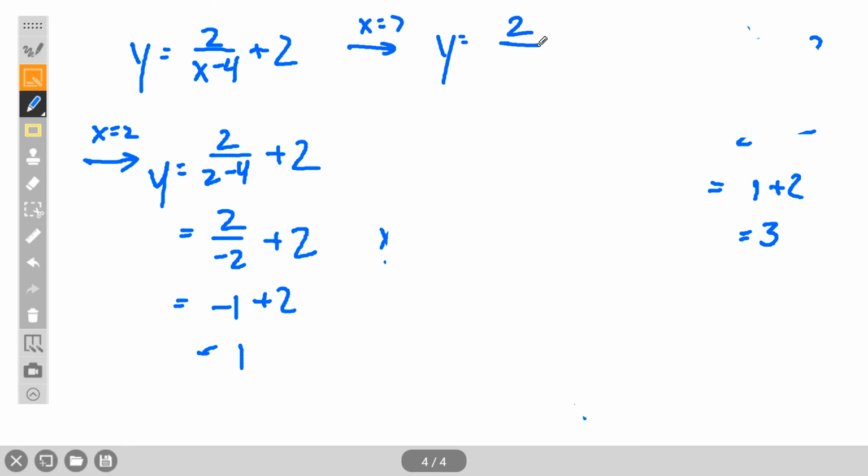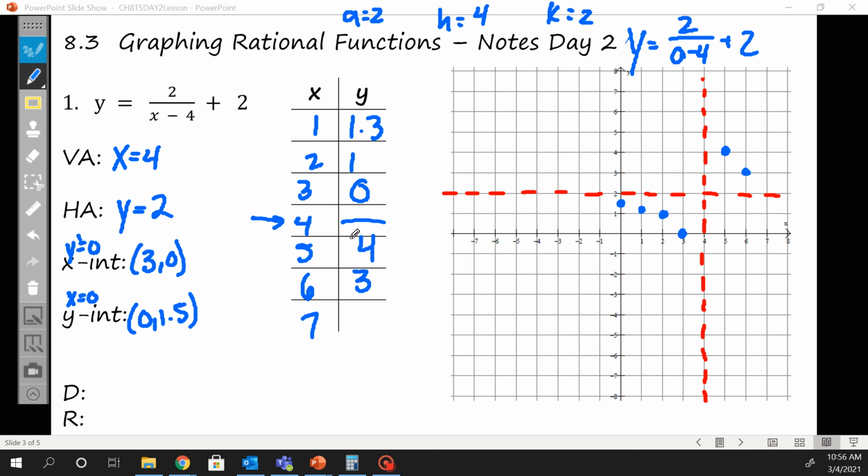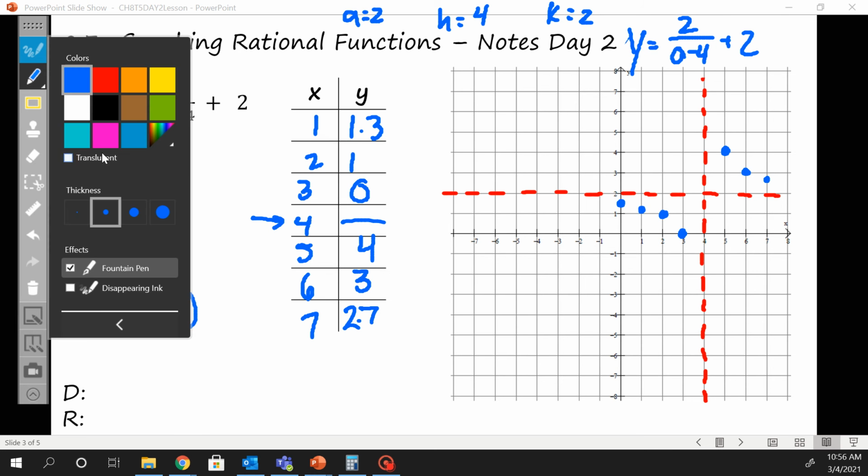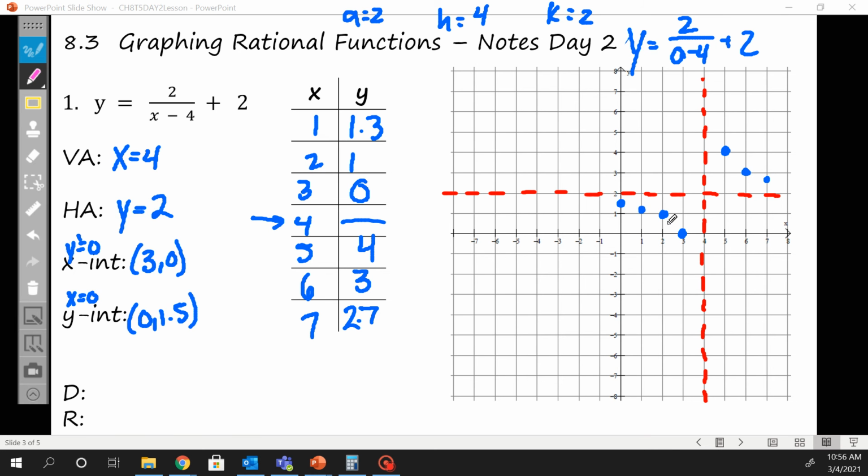Y equals 2 over 7 minus 4 plus 2. 2 over 3 plus 2. So that's like 2.6. Or 2.7. Let's do 2.7. So right here about, okay, so now I can connect these points to make my graph. Should get close to the asymptote just like before.